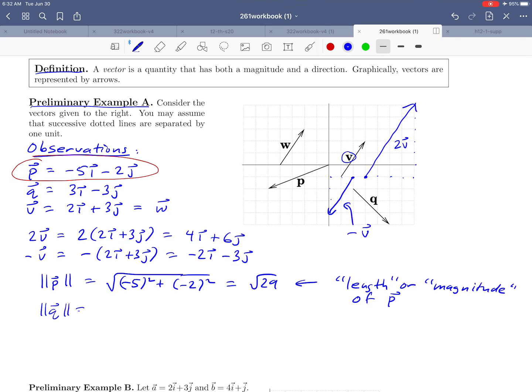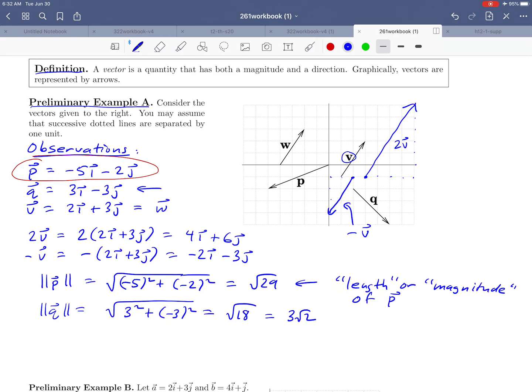What would the length of q be? Okay, well, same idea. Formula for q is sitting up here, so we'll just take the square root of the sum of the squares. Okay, and this time we're going to get, let's see, the square root of 9 plus 9 is 18. You could leave it like that if you wanted to, or if you want to get fancy and simplify that a little bit, that's also 3 times the square root of 2. Okay, either of those would be okay.